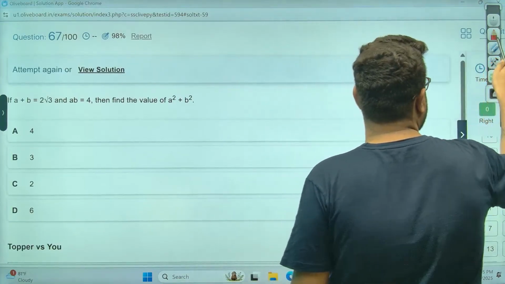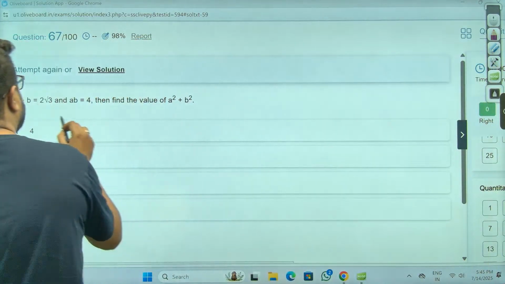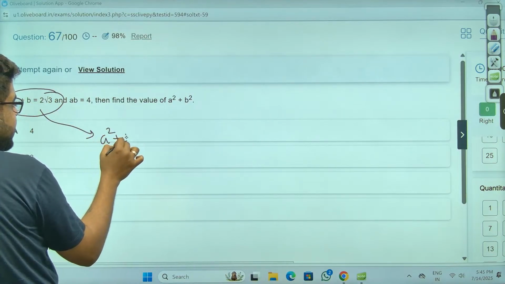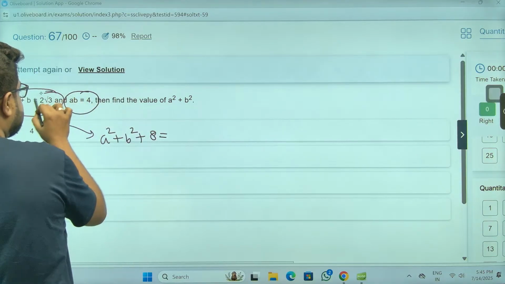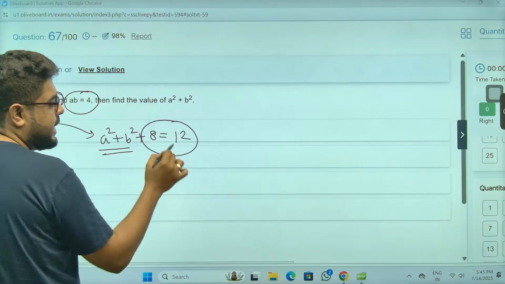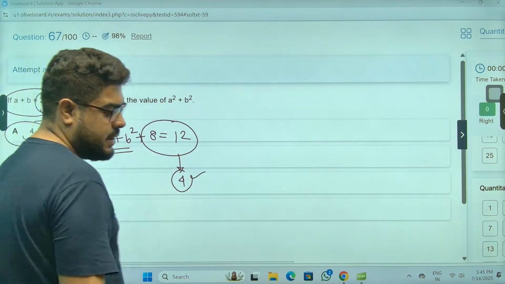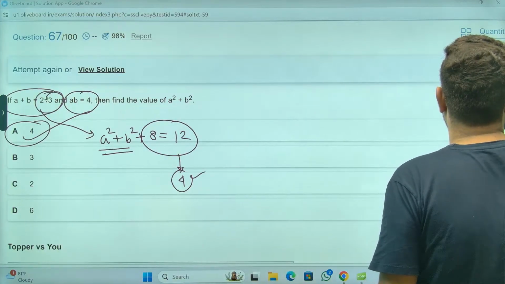So this one's, sir, A plus B given, अरे ये तो बहुत simple है. Take the whole square. So A square plus B square plus twice of AB means 8. That is equal to 2 √3 square is 12, sir. सर a square plus b square is 4. Any बच्चा will say. सर ये तो एक लाइन का क्वेश्चन था. ऑप्शन ए इज द आंसर.